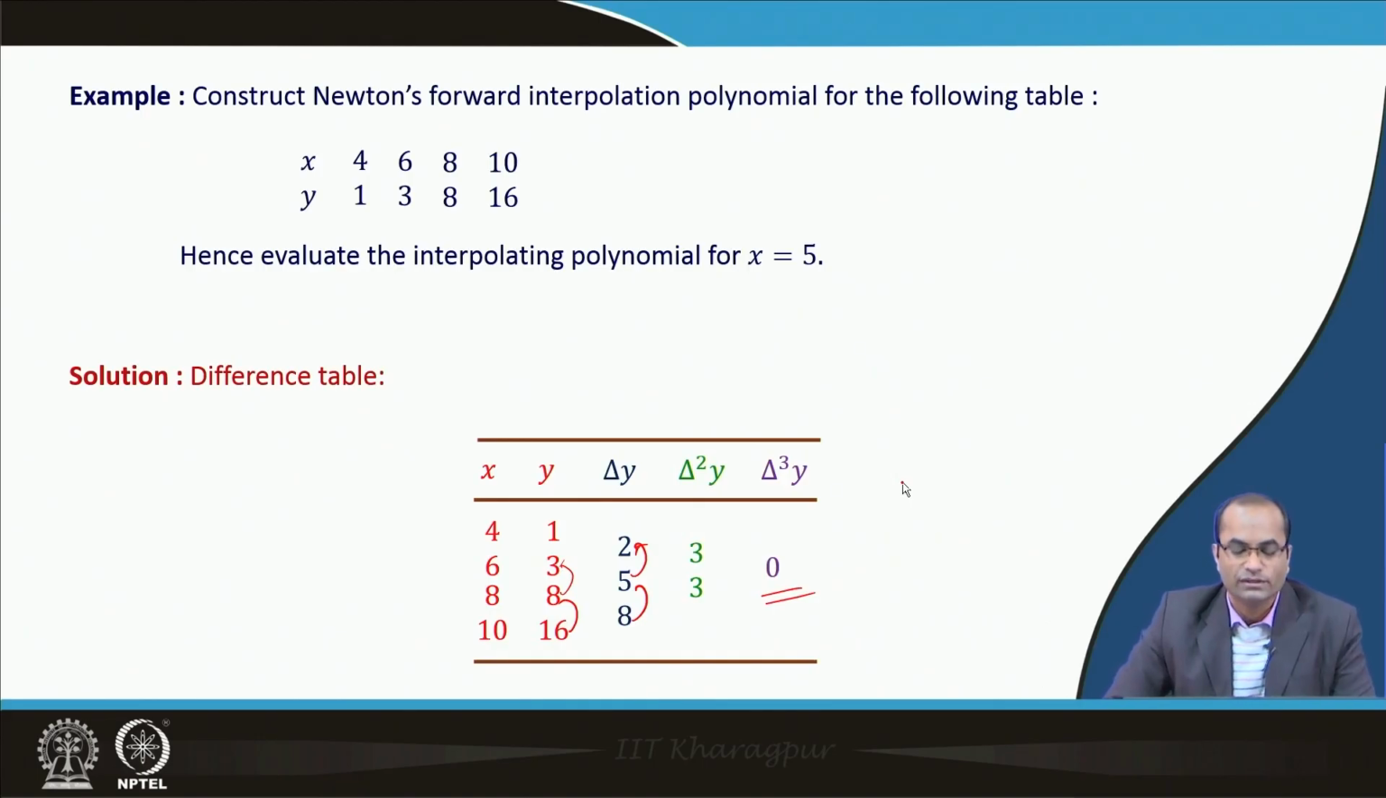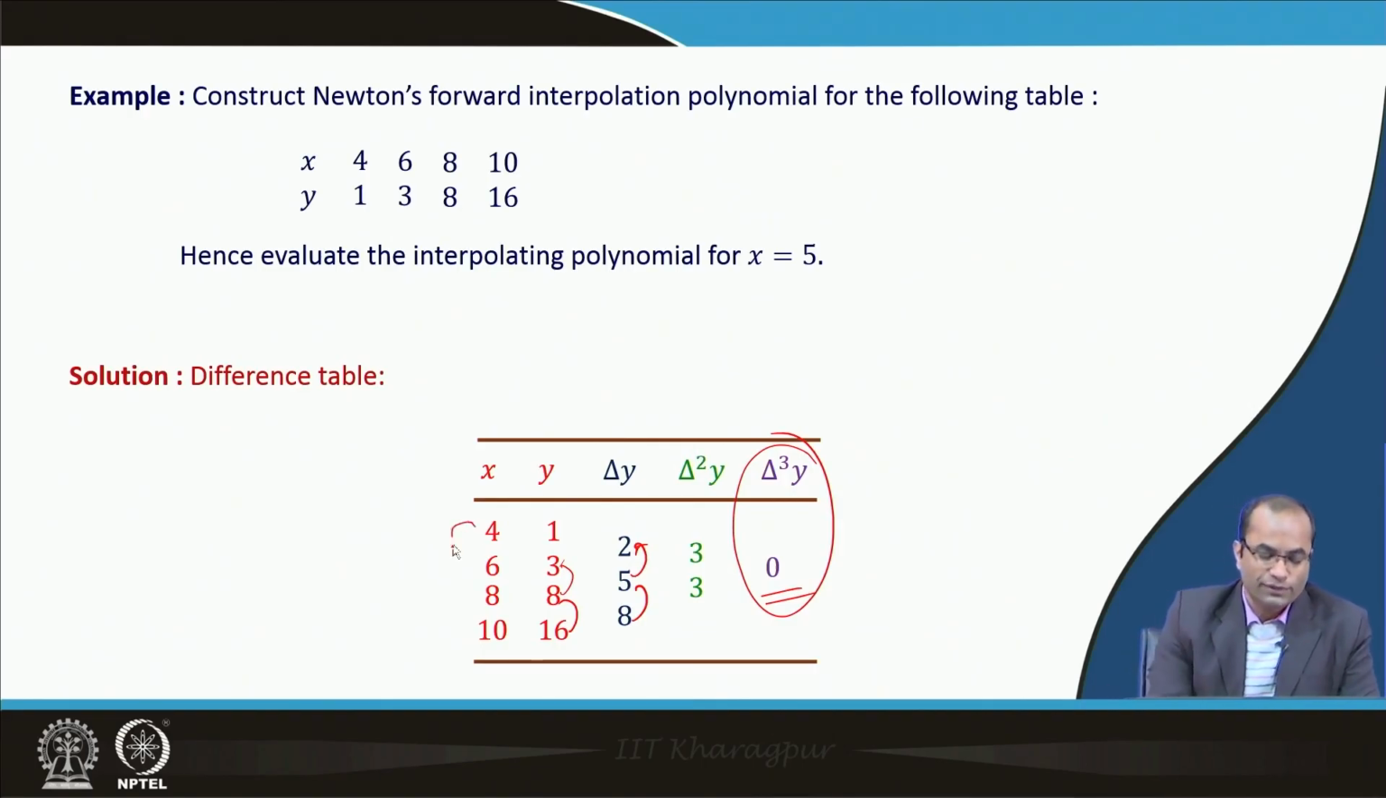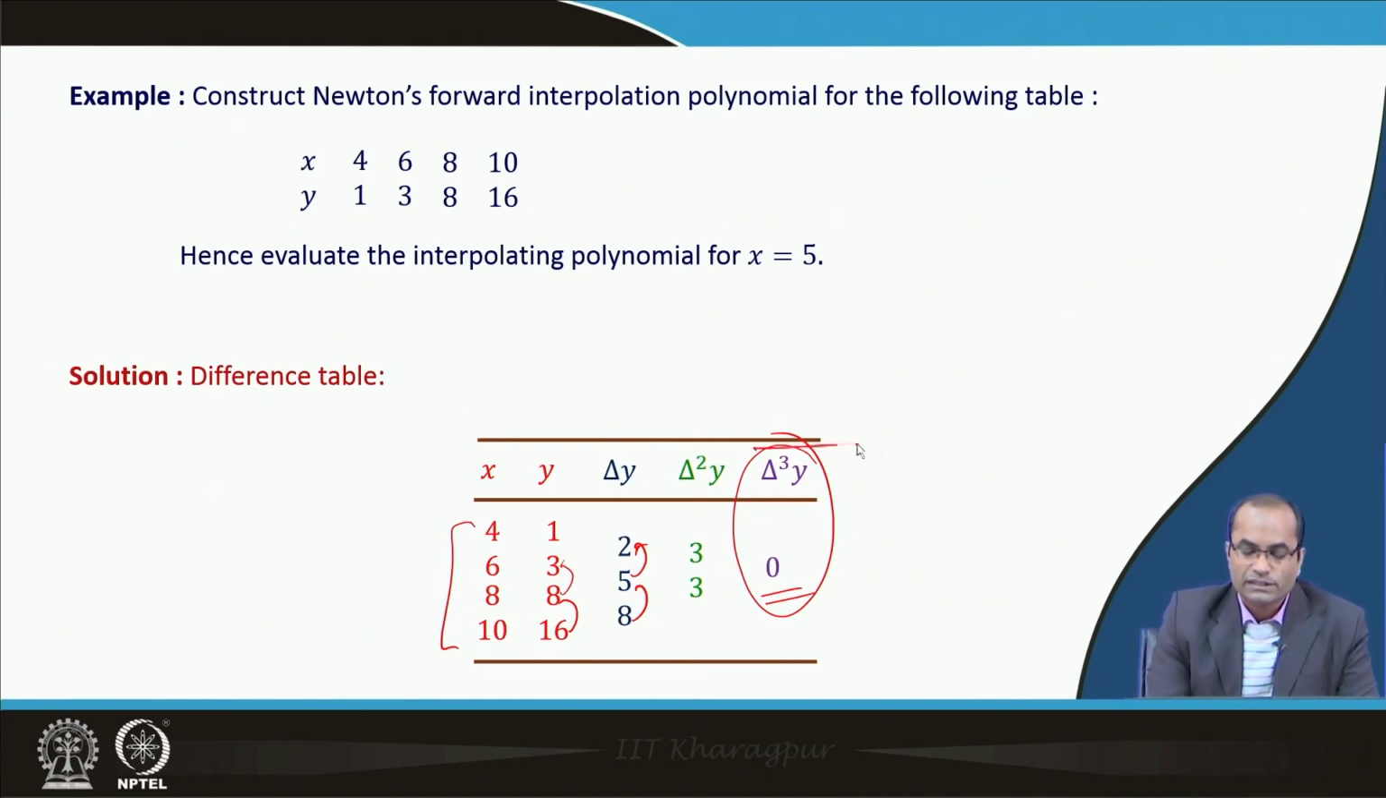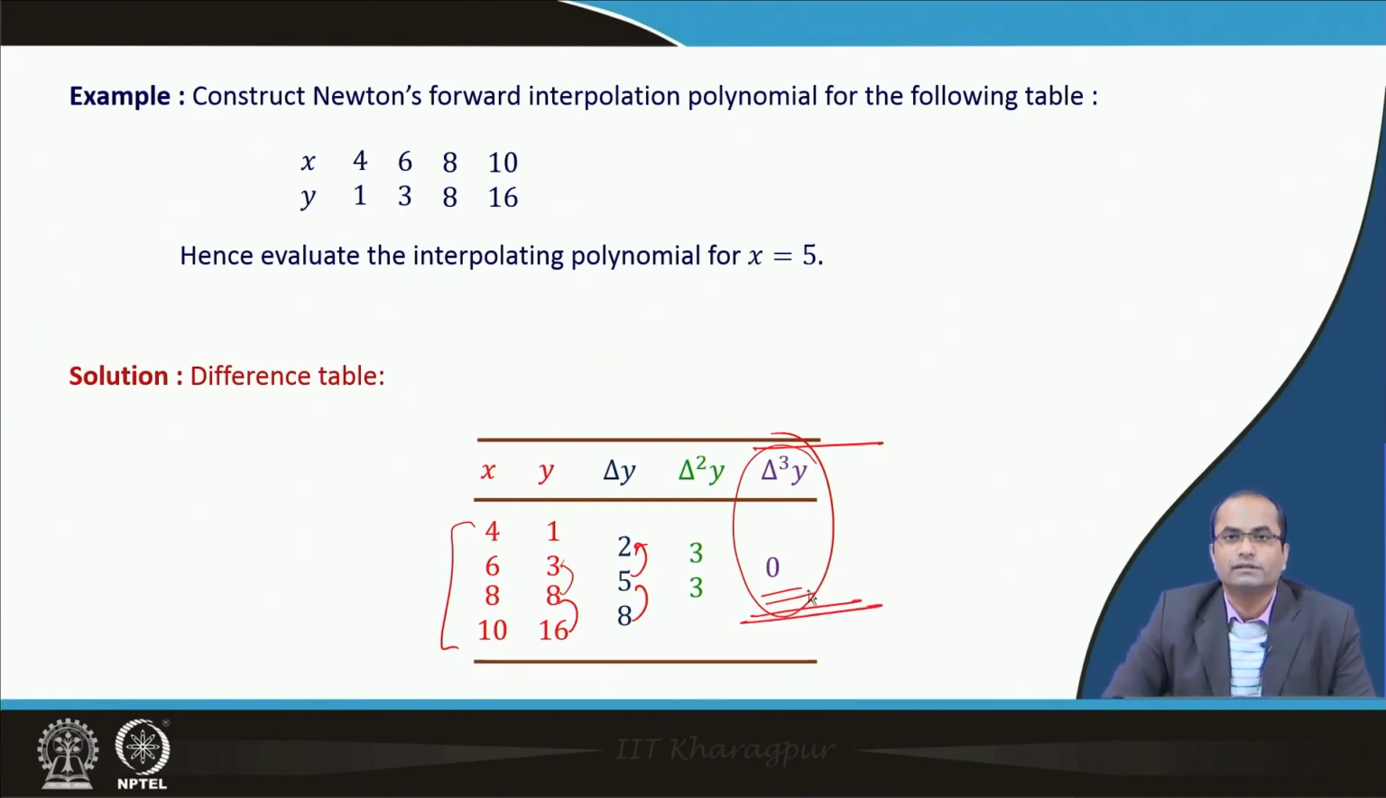So, there is actually no third order term, and it will reflect now in the formula also, because our calculation will be simplified. There will be no third order term, though there are 4 data points here. So, we are expecting a polynomial of degree 4, but because the third order differences become 0, we will not get the third degree term in our polynomial.